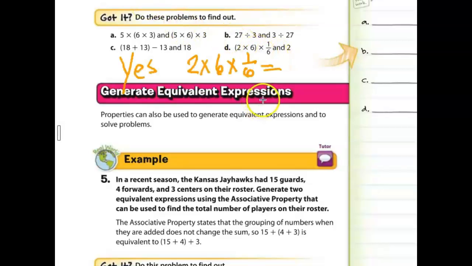Okay, the answer is yes, they are equivalent, and this is why. Because this is all multiplication, I can use the associative property, and I can put parentheses around and do this first. And if I have a whole number 6 and a 1/6, using the inverse property, that becomes the number 1. And 1 times 2 is, of course, 2, and 2 is equivalent to 2. So the answer is yes, because we can use associative property and the inverse property, just like the one we just did, except for this one was using multiplication.